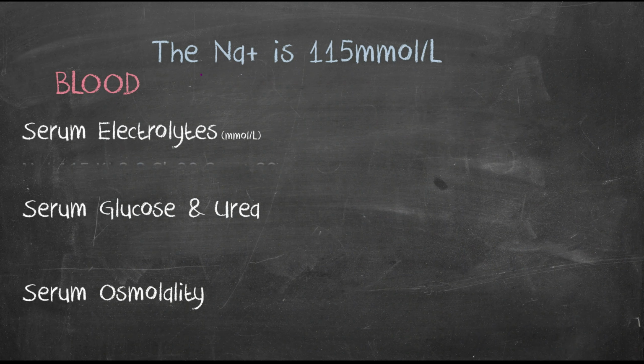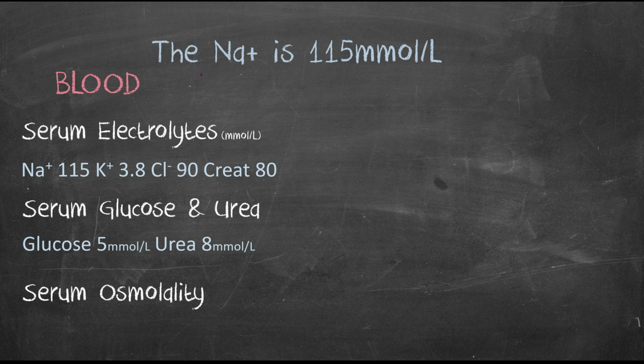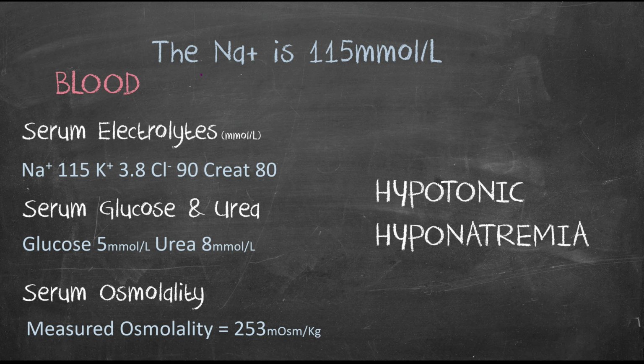His sodium is 115, his potassium is 3.8, chloride is 90, and his creatinine is 80. That chloride is low for various reasons, but this is mostly a dilutional effect, but it could be from chronic hypercarbia if he's a heavy smoker as well. His glucose is 5 and his urea is 8, so these are reasonably normal, and his measured osmolality is 253 milliosmoles per kilo, so there is no osmol gap. This is hypotonic hyponatremia.